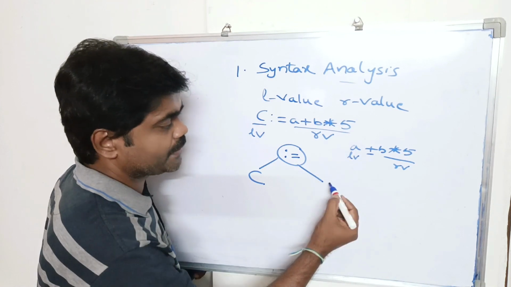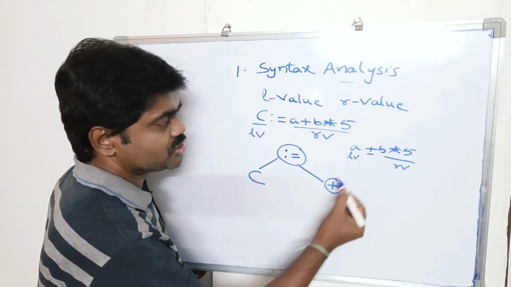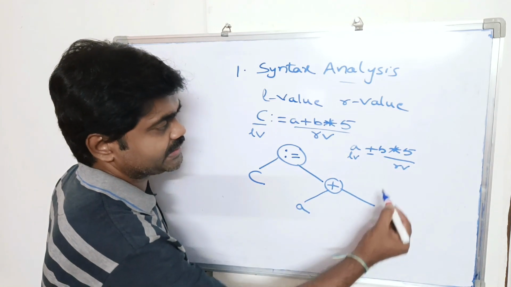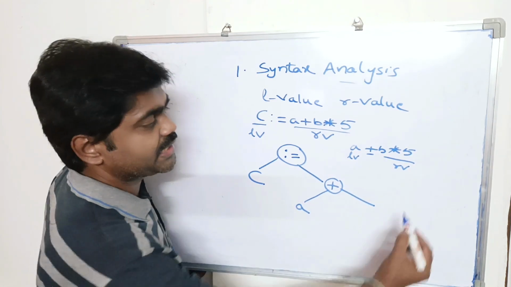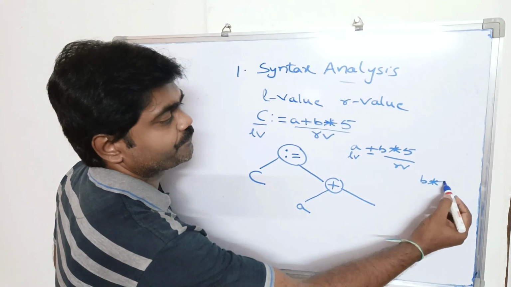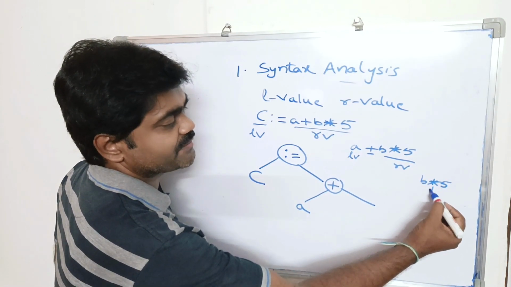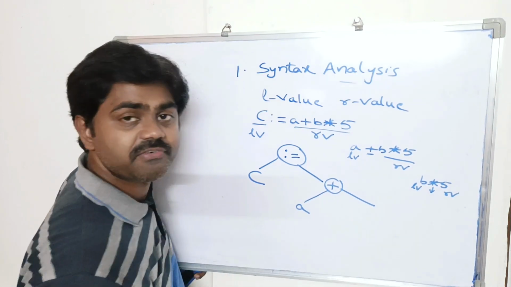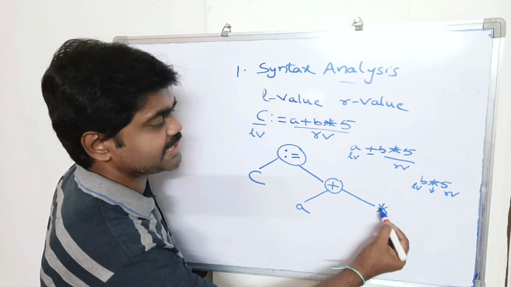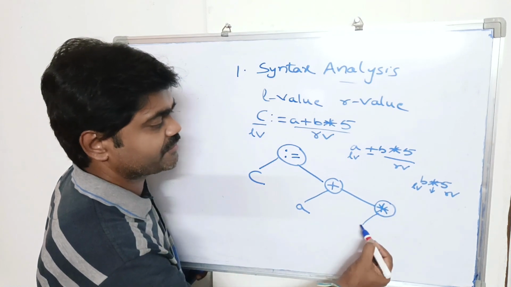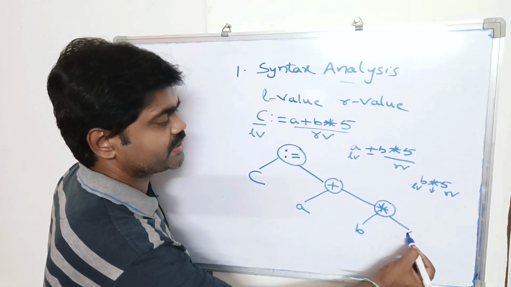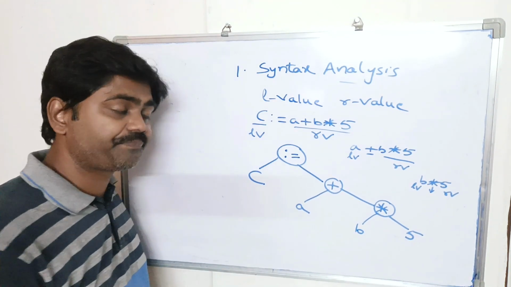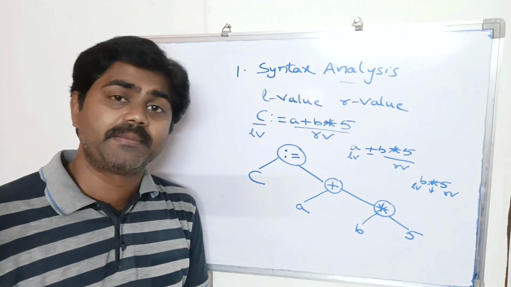Okay, now what is my operator? Plus. What is left of plus? Small a. What is right of it? I have B into 5 again. Now take B into 5. Here star becomes our root. L value is B, R value is 5. So star becomes our root, the left value is B and the right value is 5. This is how we construct a syntax tree or a parse tree.